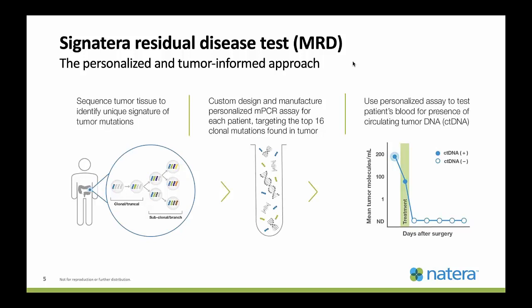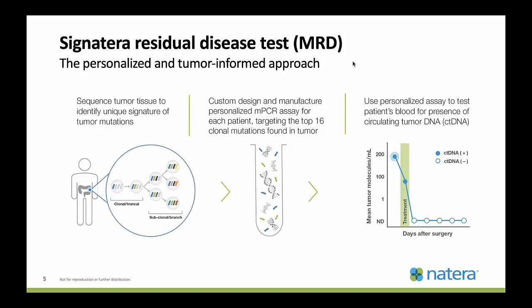Knowing the patient's tumor-specific mutations allows us to dive deeper into circulating cell-free DNA to find the molecule of circulating tumor DNA. The first part of the test process involves performing whole exome sequencing on the tumor tissue and matched normal DNA from each patient.